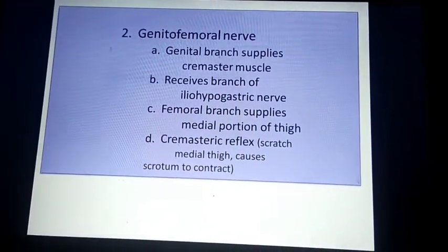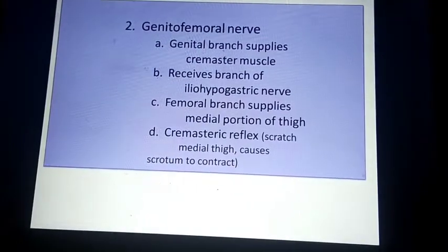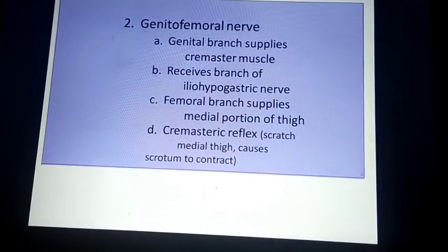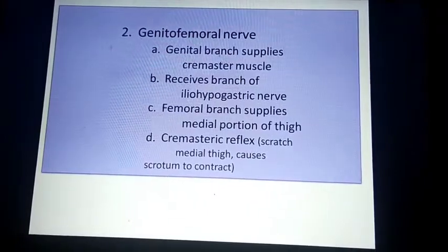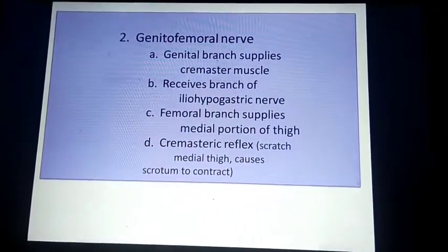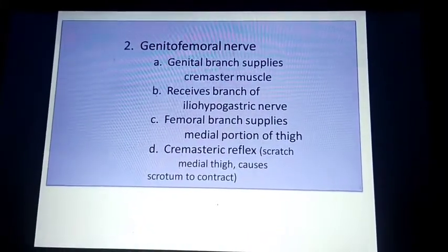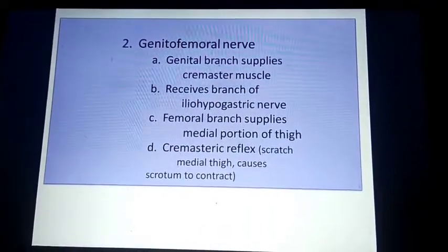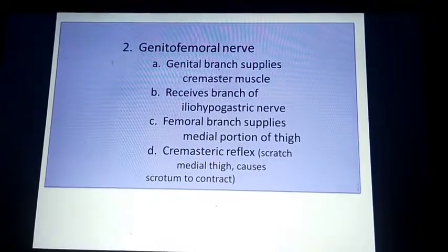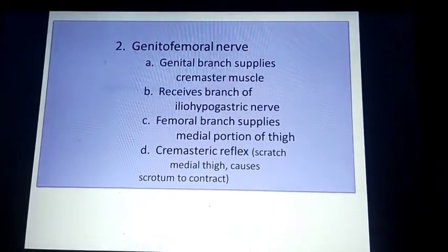Cremaster reflex: scratching the medial thigh causes the scrotum to contract. This cremaster reflex is very important in the diagnosis of torsion of the testis and in differentiating it from orchitis.